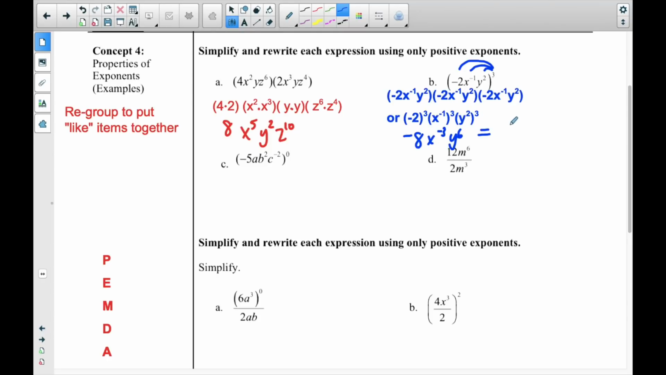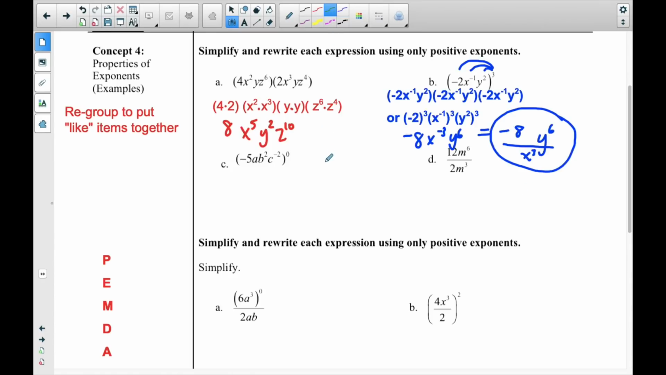Now, with negative powers, we do not want to leave negative powers in our answer. Since that means reciprocal, it has to go to the denominator. So x to the 3rd has to go to the denominator, but y to the 6th stays up there in the numerator. And it is a -8. That negative can go just outside the fraction bar, or it can go on the -8, however you want to write that. But -8 y to the 6th over x to the 3rd is our final answer on that one.